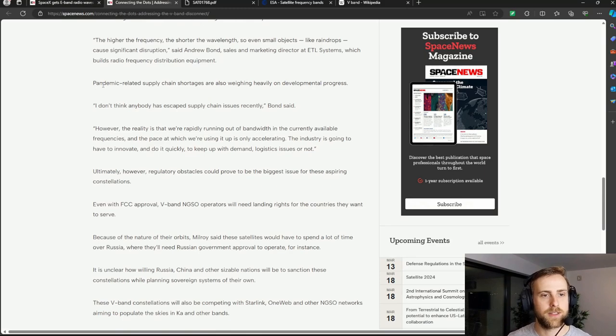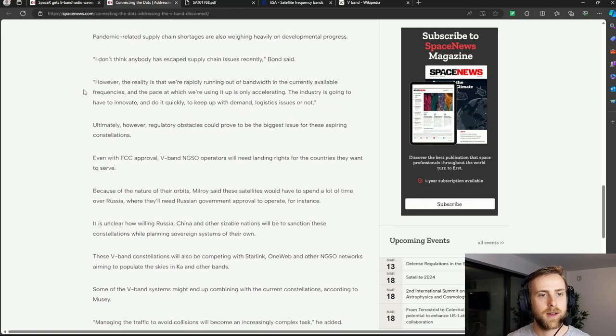Pandemic, so there is a supply chain shortage. However, the reality is that we're rapidly running out of bandwidth in the currently available frequency. Again, just like we're running out of IPv4 IP addresses. Totally reasonable analogy. And the pace at which we are using it up is only accelerating.